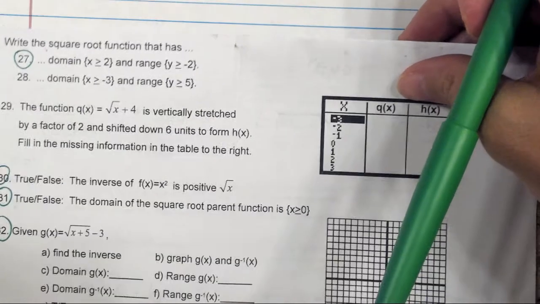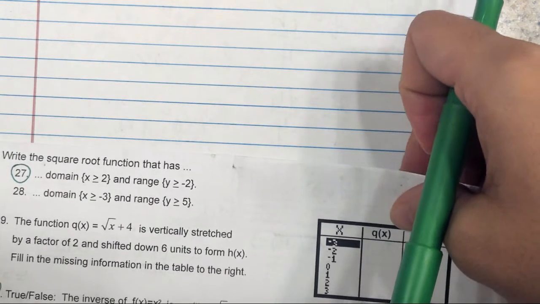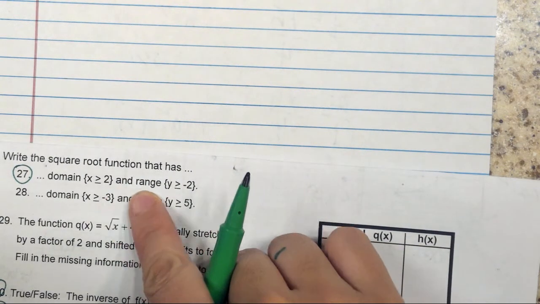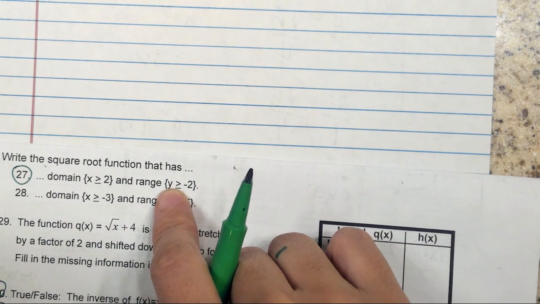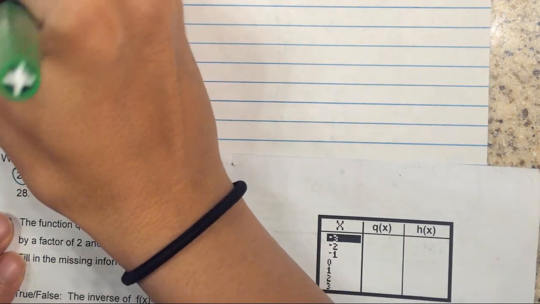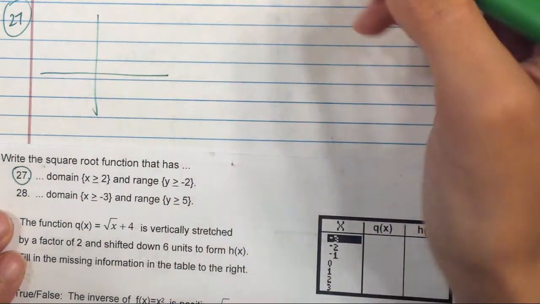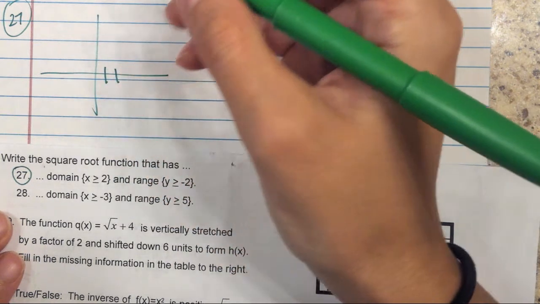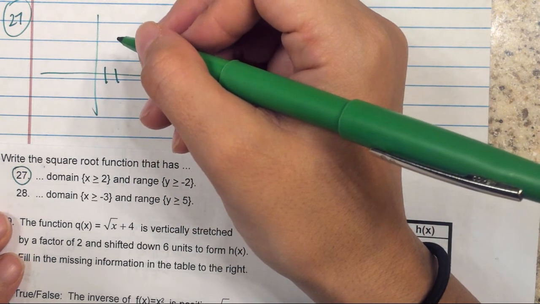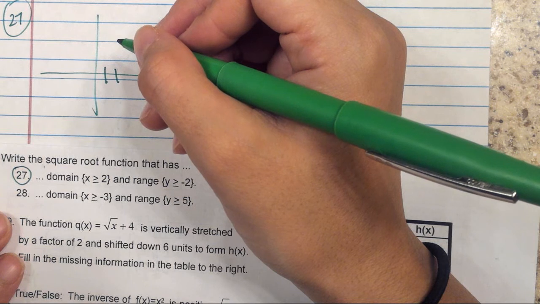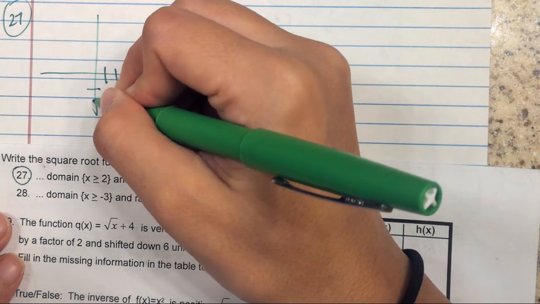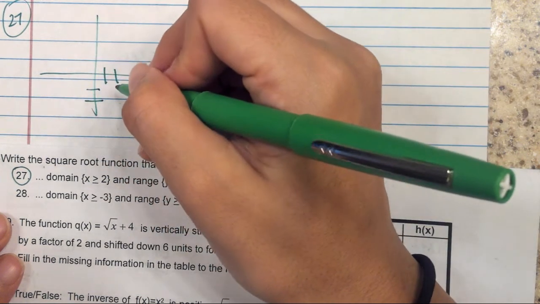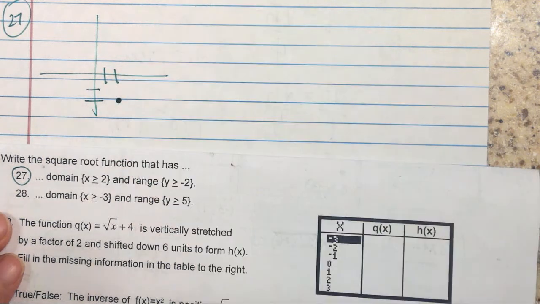Okay, so number 27, it says write the square root function that has a domain of x is greater than or equal to 2 and a range of y greater than or equal to -2. So I'm going to do a little sketch. So x is greater than or equal to 2, that's here. And then your range is greater than or equal to -2. So that's here. So 2, -2 would be right here.